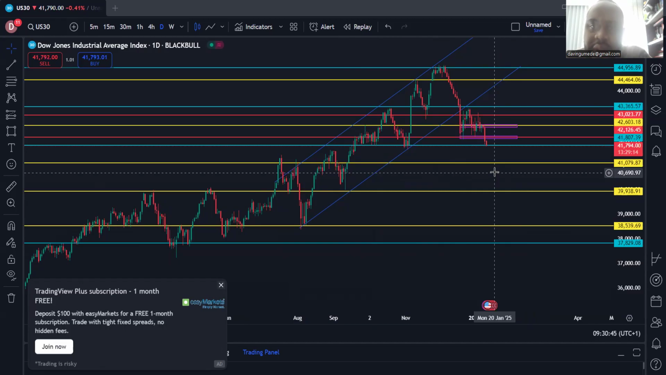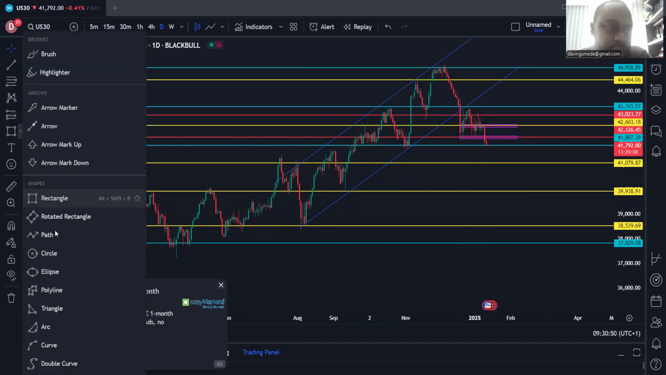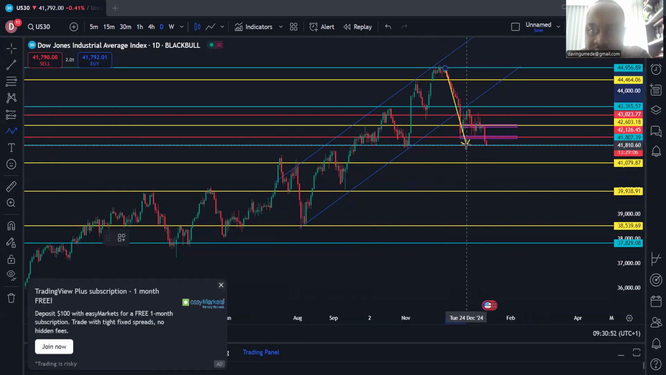So what we could possibly be seeing is a nice bearish movement from top, coming through here, coming through here, possibly maybe breaking this zone, and then maybe touching through here, and then retesting this light blue line, and then possibly coming back to 39,944.